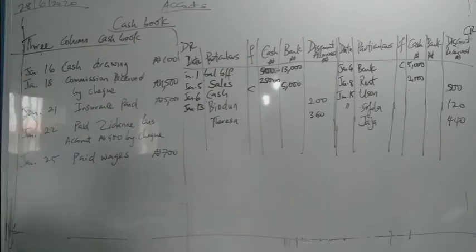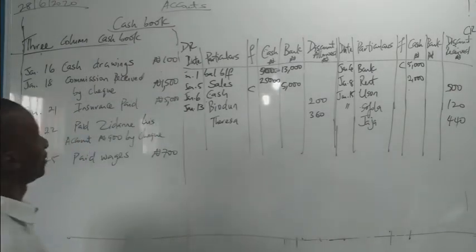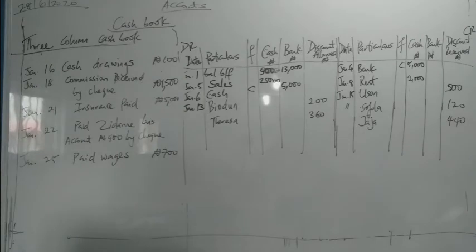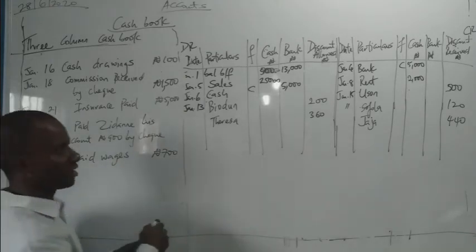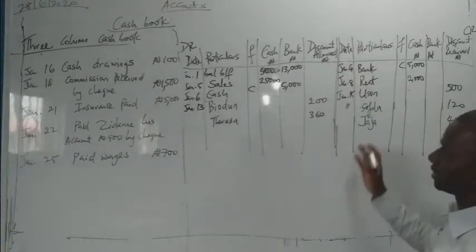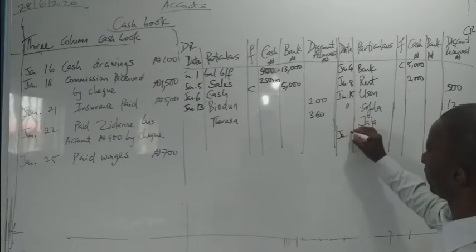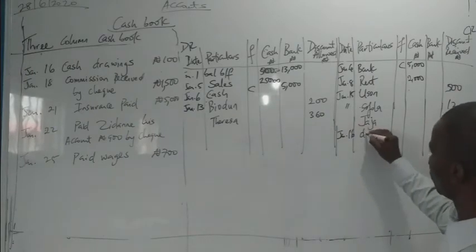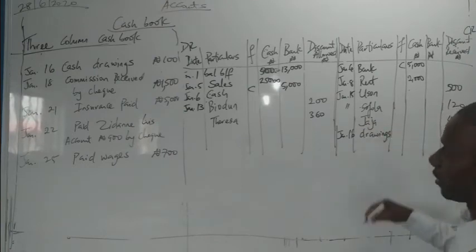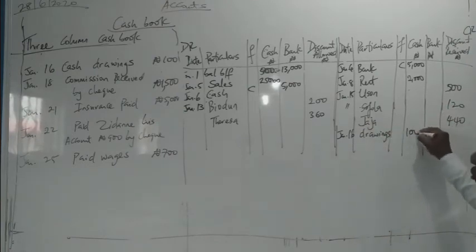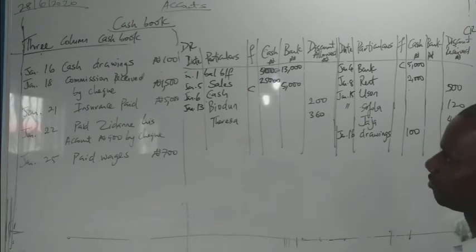January 16th, cash drawings. How much cash drawings? 100 naira. That means the owners of the business withdrew cash for personal use. That means the cash is leaving the business. Since cash is leaving the business, it will be what? Credited. January 16th, drawings by cash, 100 naira.